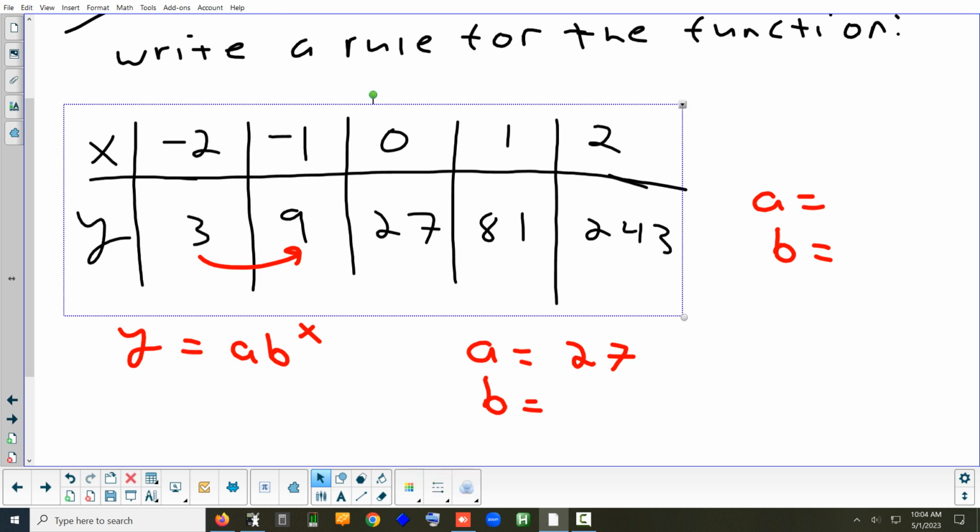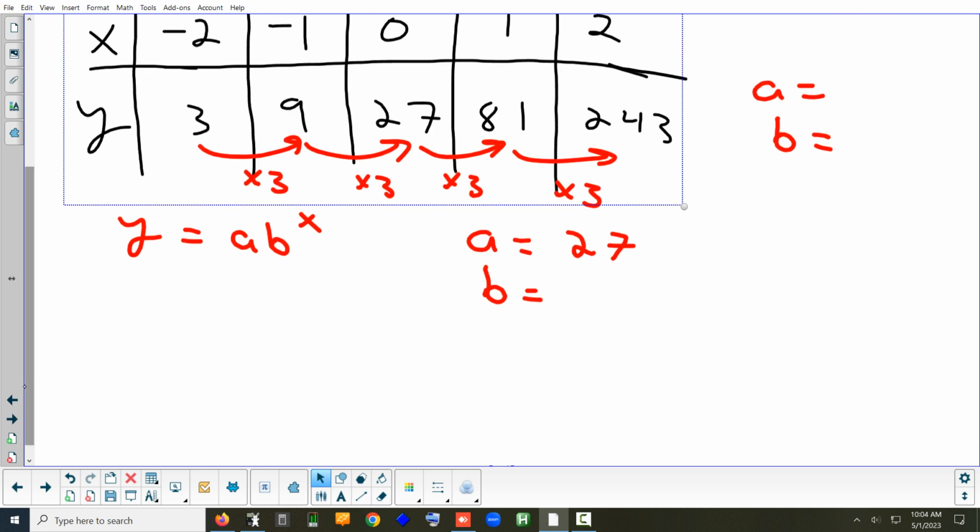How do you get from 3 to 9 with some type of multiplication? You do it times 3. How do you get from 9 to 27? That's also a times 3. And you might need a calculator at this point, but if you do 27 times 3, you will get 81. And if you check 81 times 3, it is 243. So what's the B value? B is 3.